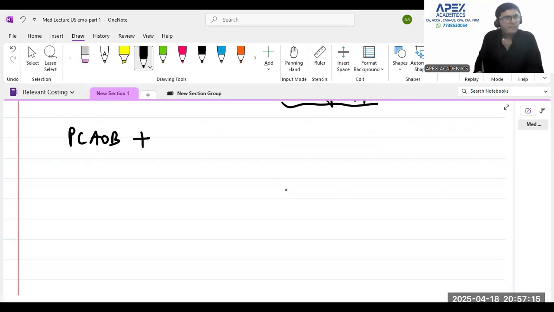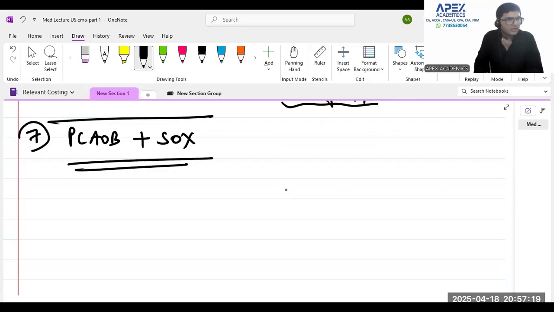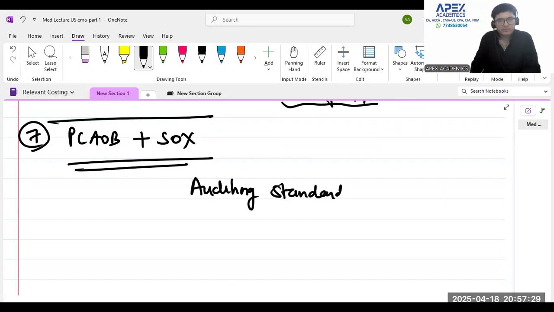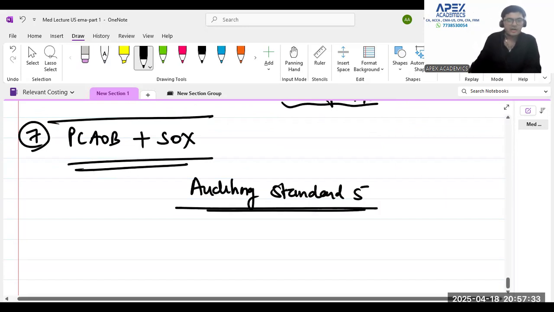PCAOB plus SOX. This is your concept number 7, if I'm not mistaken, in SOX. Sir, what is the concept? Sir, auditing standard five. Auditing standard five.